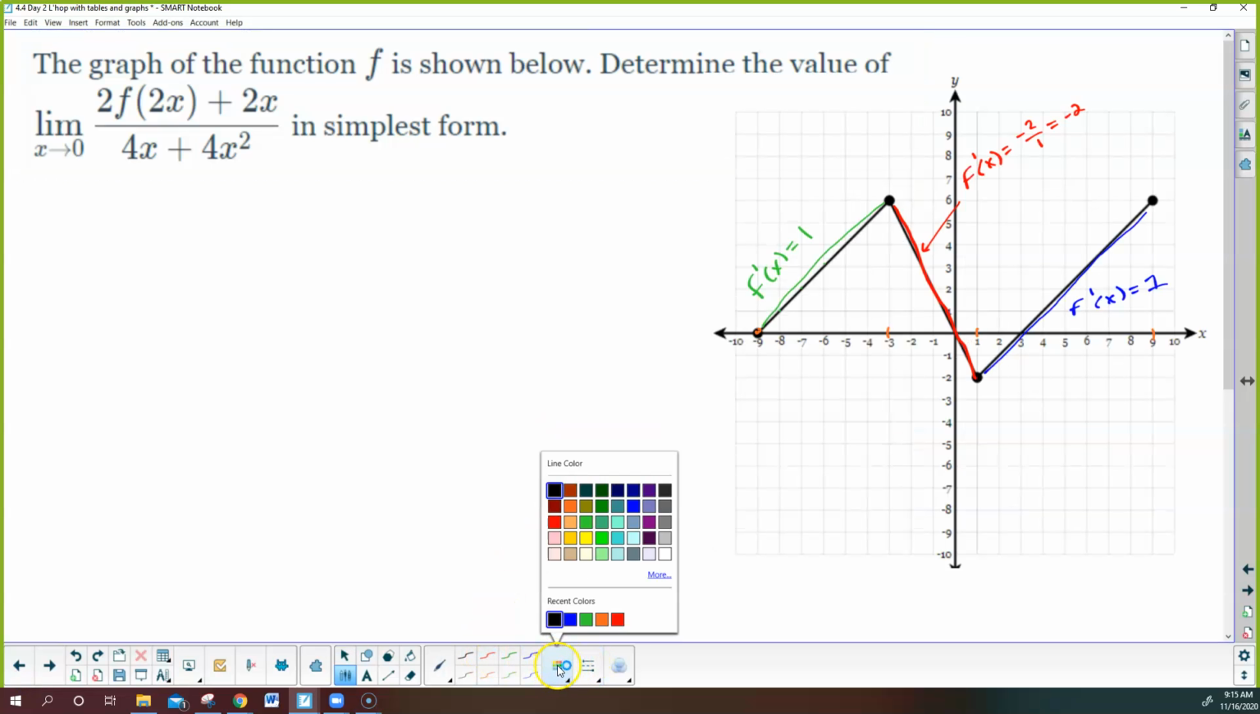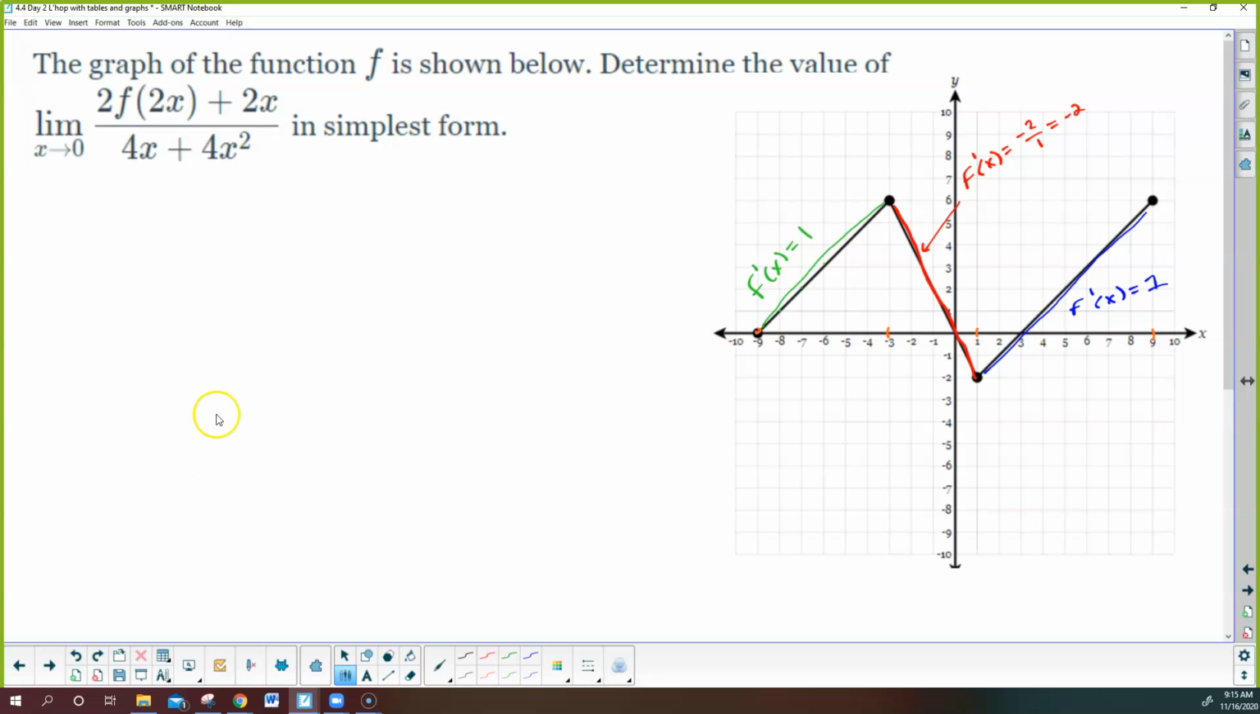Okay, so let's go over this one. If you're watching this video, pause it and just analyze the graph. But we found the slopes of each piece of these linear items just by doing rise over run. Remember, slope is the same as derivative. So now I want to evaluate the limit.